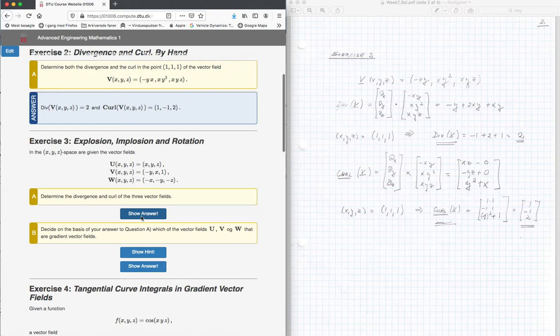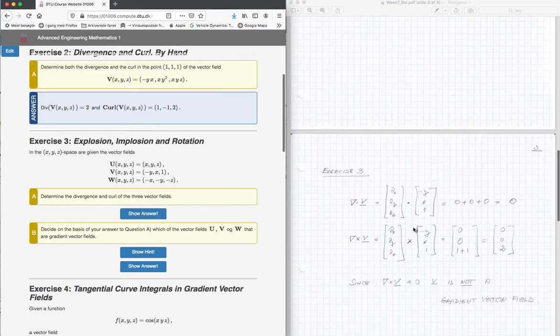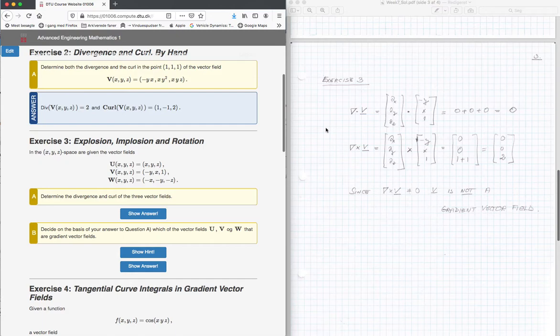So you should now compute the divergence and the curl of these. By way of example, I have looked at V here. So if you take the dot product of V with the nabla operator, then you get 0 plus 0 plus 0. That is, the divergence is 0.